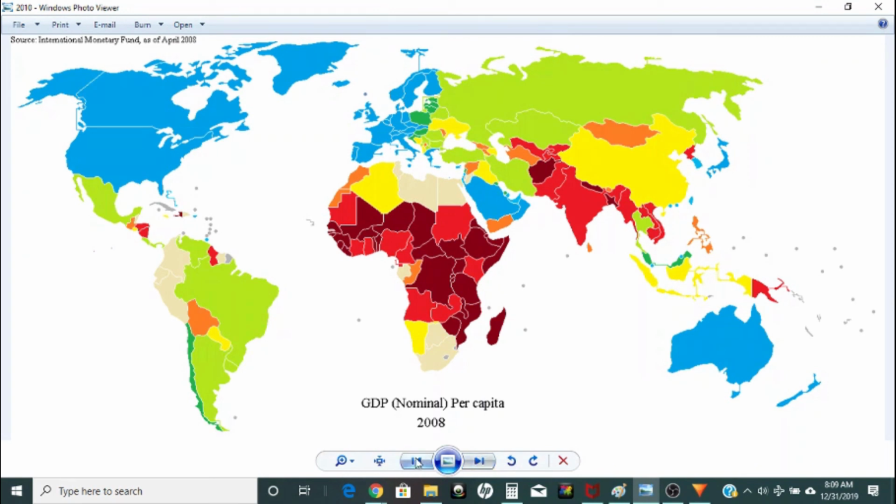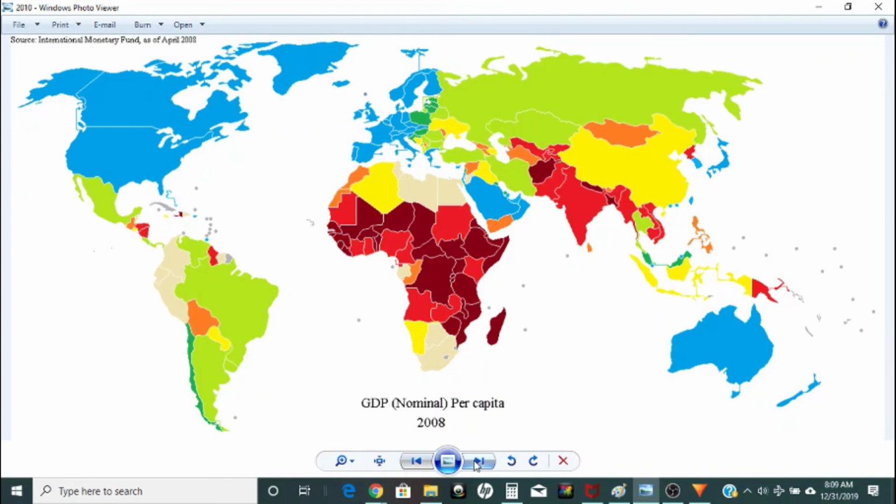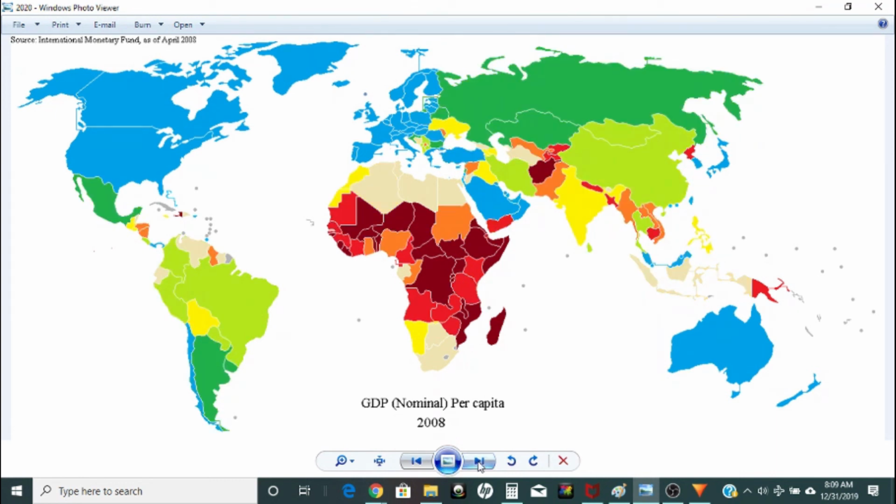So going back to Africa, you can see that Southern Africa was already a little bit more developed than the rest of Sub-Saharan Africa, but over the past decade, their economies have not grown at all, so some Central and Western African countries have caught up a little bit.